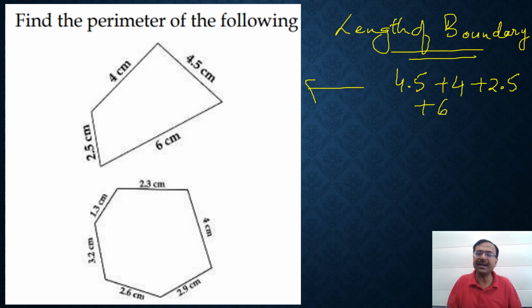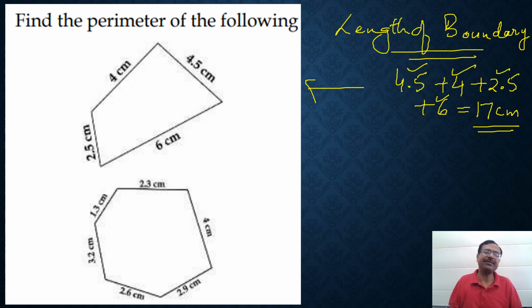If you add the length of all the sides, what you are doing is finding the perimeter of that particular figure. So 6 plus 4 is 10, and 4.5 and 2.5 is 7. So 17 centimeter is the length of the boundary of this particular figure.